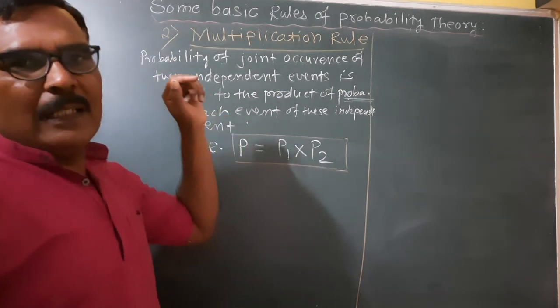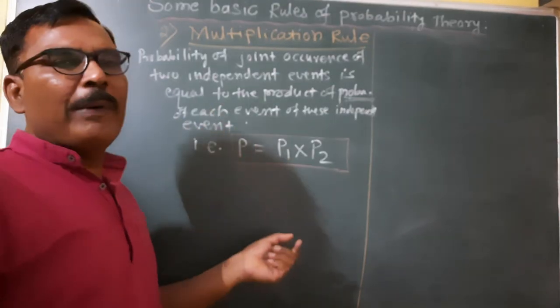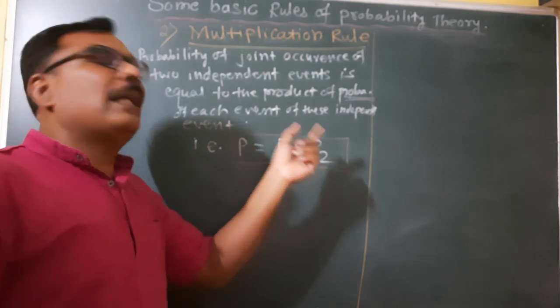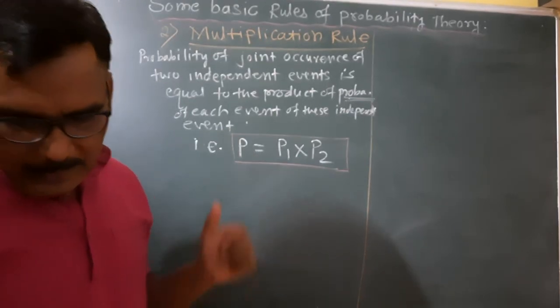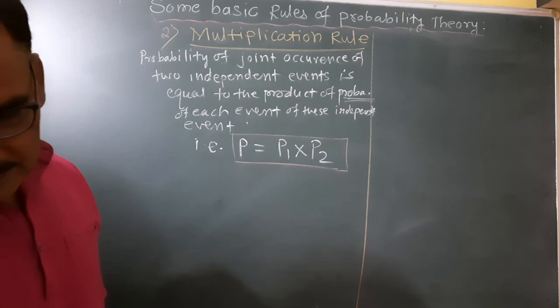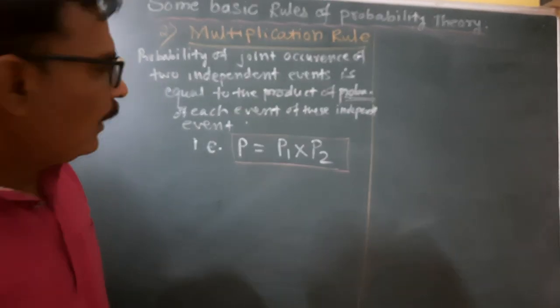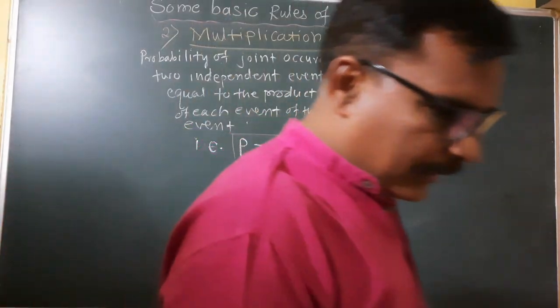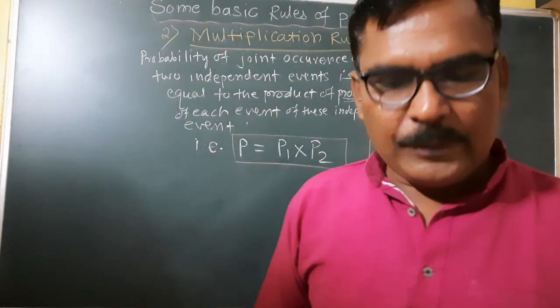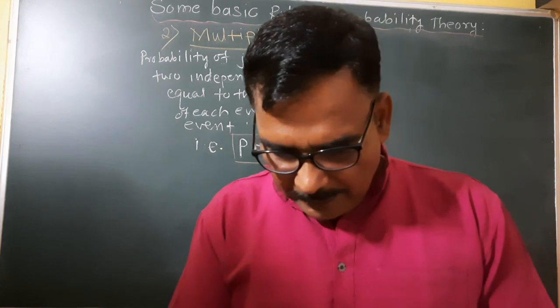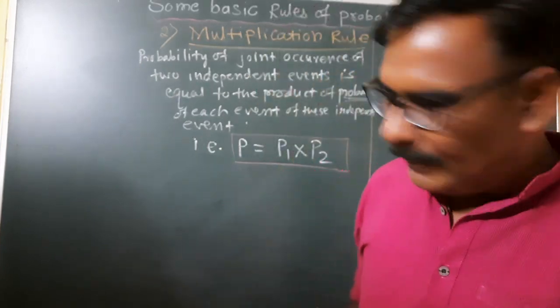We have to consider the number of events. Here we consider two events: the first is P1 and the other is P2. Now an example based on the multiplication. One more example of this very important law, P equals P1 into P2, an example based on the multiplication of P1 and P2.